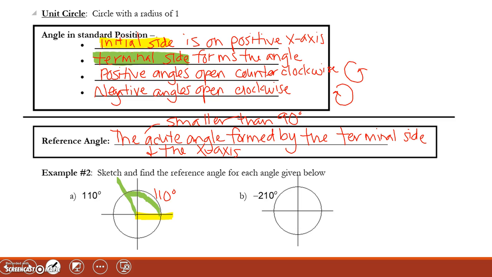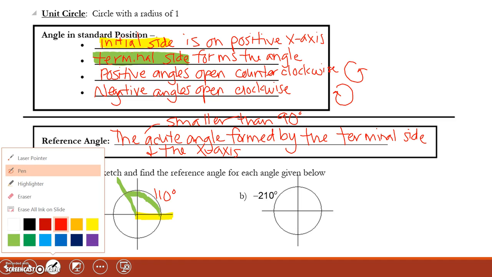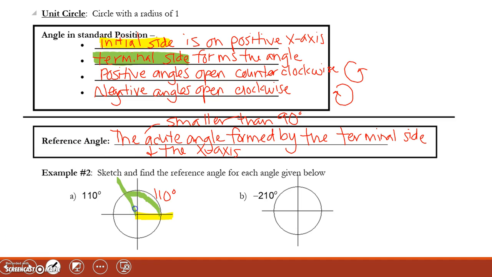So then to find the reference angle, it is the angle between the terminal side that we just drew and the x-axis. So basically it's the quickest way that you can get to the x-axis. So from the terminal side all the way down there, that would be the reference angle. So in this case, this line right here is 180. So I do 180 minus 110, and my reference angle would then be 70 degrees.